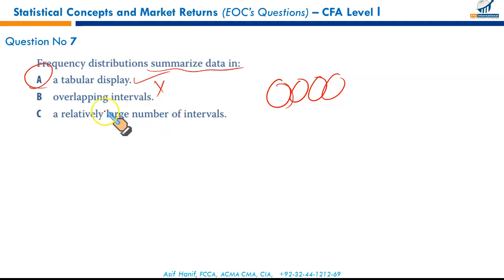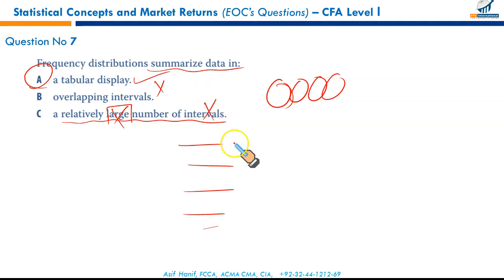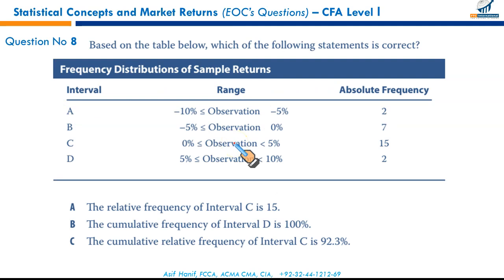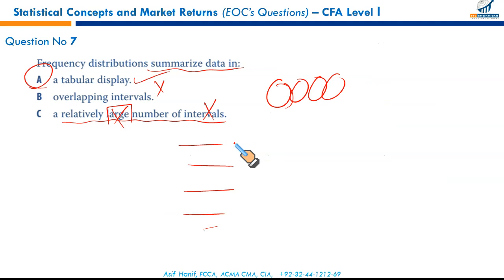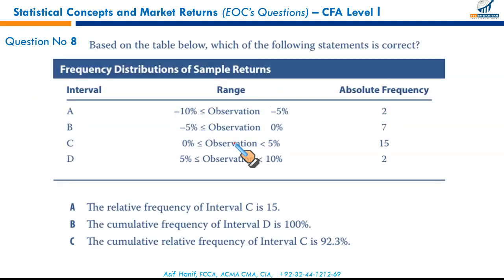Incorrect. A relatively large number of intervals? No. If you have to keep a large number of intervals, there is no need to construct a frequency distribution. There has to be a lower number, because a large number of intervals will totally fail the main purpose of tabulating the data. So this is incorrect. Relatively small is the appropriate word: relatively small number of intervals. So that makes A the correct option, because a frequency distribution summarizes your results in a tabular form.